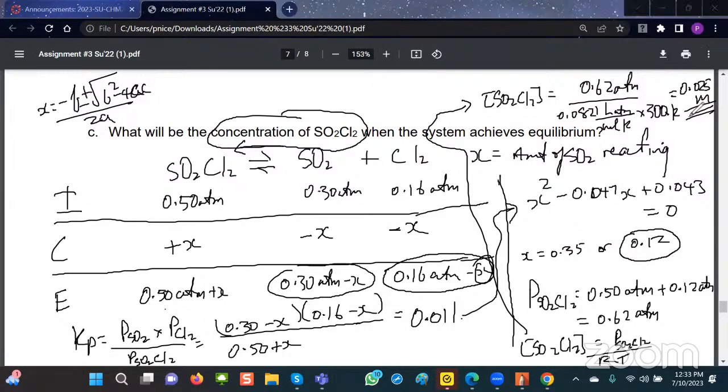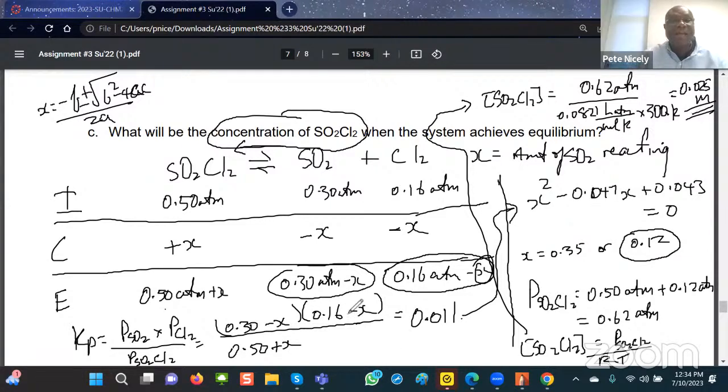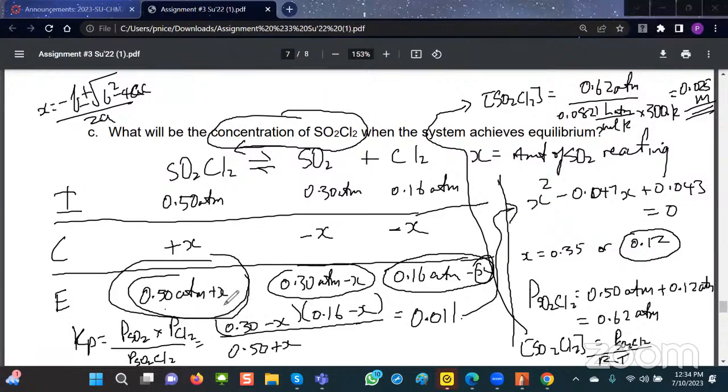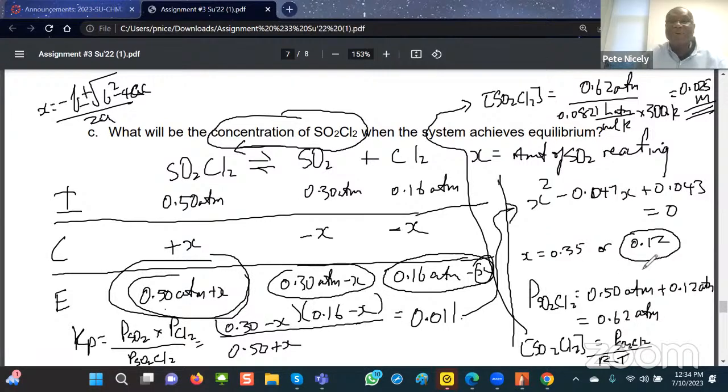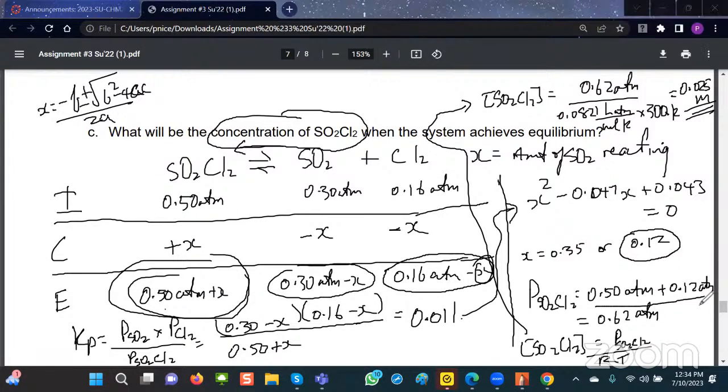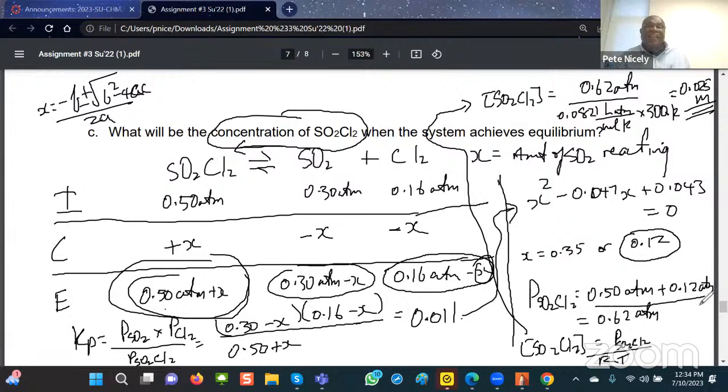Okay. I have a question. Yes, ma'am. When you get to the PSO2Cl2 equals 0.50 plus 0.12, where did that come from? That comes from right here, because this represents the pressure at equilibrium. Right, and we solve for x, and the x is 0.12. Okay, so we add that to the 0.5, which is what we did right here. Okay, all right.